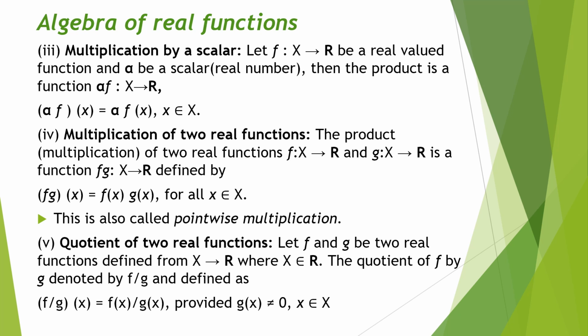Multiplication of two real functions. If f and g are two real functions from X to R, then f into g is a real function from X to R given by (fg)(x) is equal to f(x) into g(x) for all x. And this is called pointwise multiplication. Quotient of two real functions: let f and g be two real functions from X to R. The quotient of f by g is denoted by f upon g and defined as (f by g)(x) is equal to f(x) upon g(x), provided g(x) is not equal to 0.